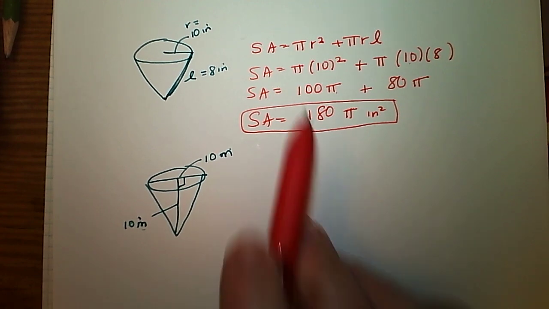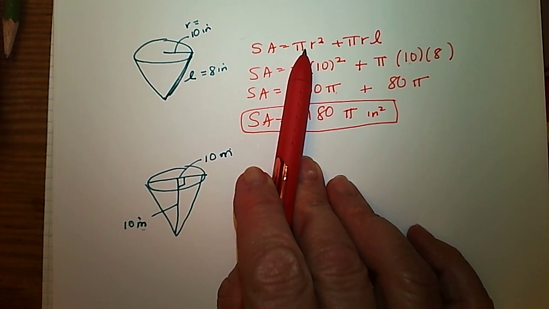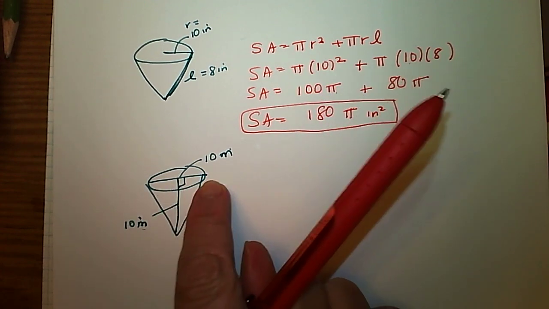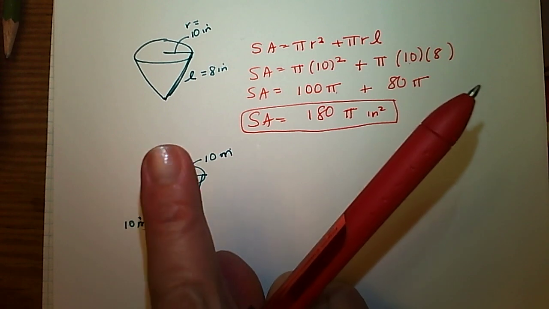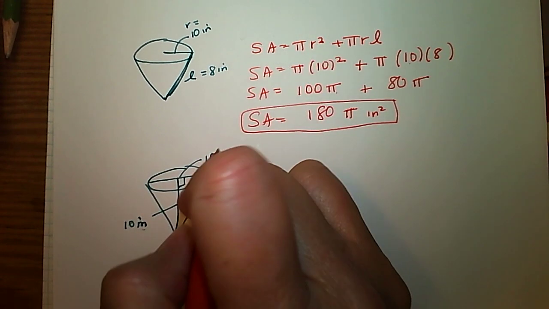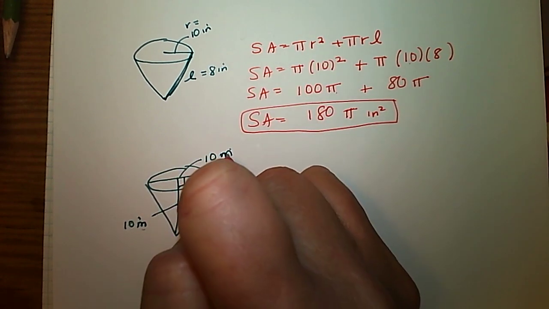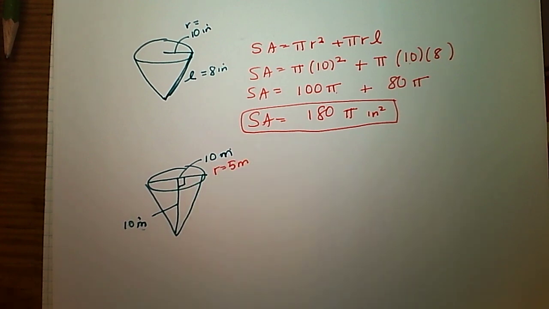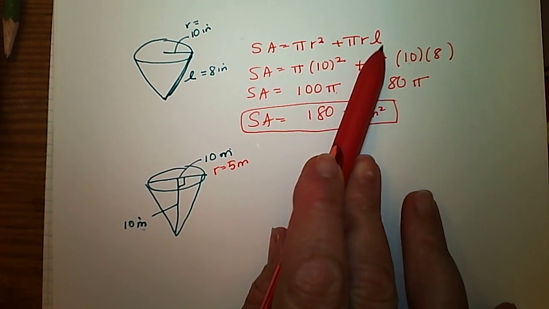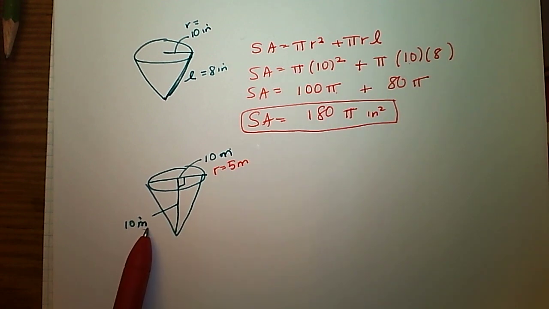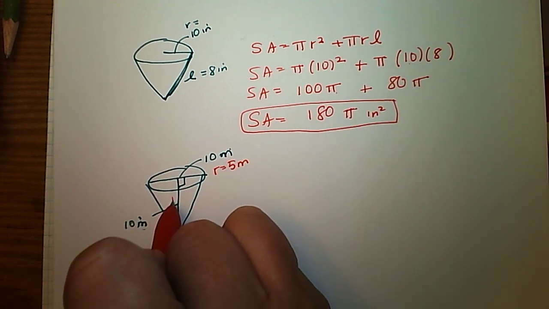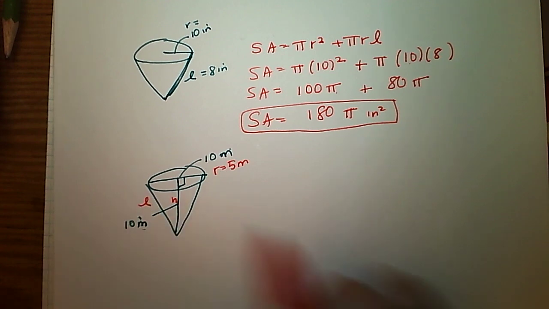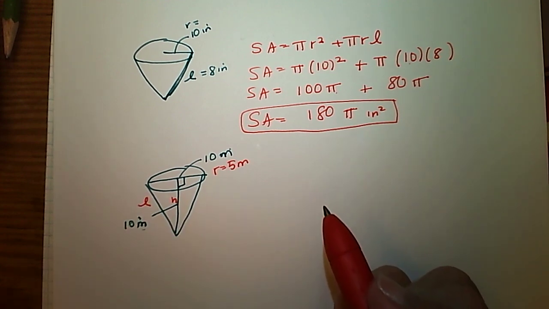So first of all, what do I need for my formula? I need a radius. So here, because it goes all the way across, that's a diameter. So if I need a radius, if that's my diameter, my radius is 5 meters. So that's the first thing I need to identify. Second thing I need to identify is I need a lateral. What am I given? You're right, this is a height. My lateral is on the side over here, or on the other side, but it's on the outside.